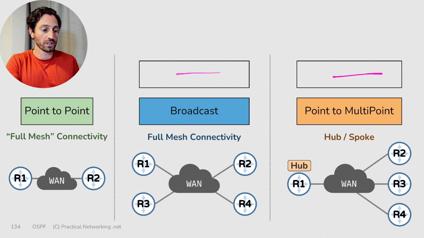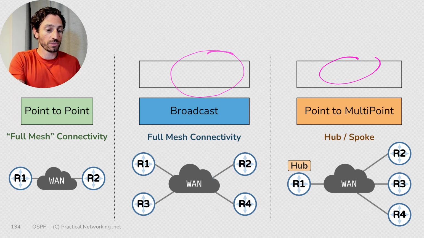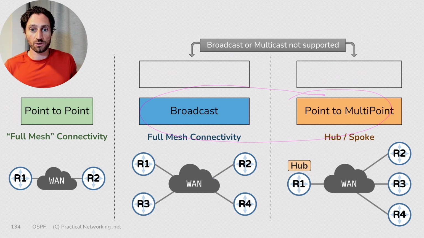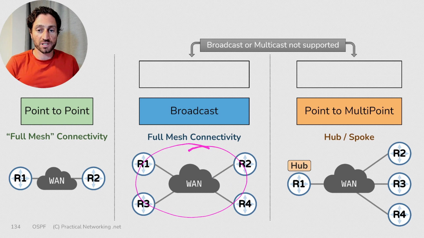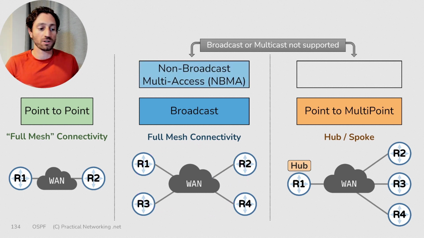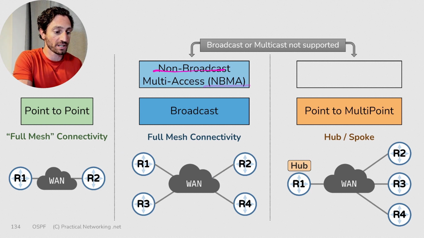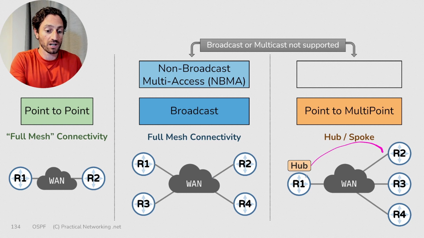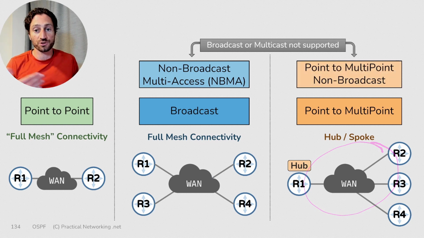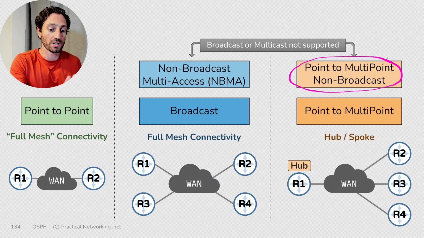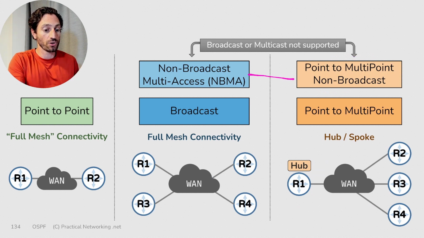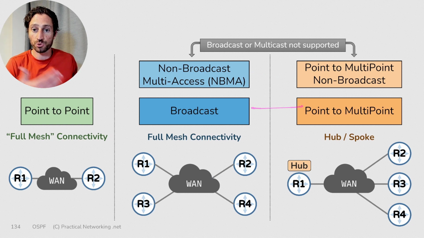But what about these two over here? Well, these two are nothing but these two, except with some sort of WAN technology that doesn't support broadcast or multicast packets. In the case of a full mesh connectivity that doesn't support multicast or broadcast, you would have what OSPF calls an NBMA network, or a non-broadcast multi-access network. And in the case of a hub and spoke connectivity that doesn't support multicast or broadcast packets, you would have a point-to-multipoint non-broadcast network. And again, these two are really the same as these two, except that they don't support multicast packets. Therefore, OSPF has to tweak the way it operates, but we'll get into the specific differences in a moment. Either way, that's the rundown on the 5 different OSPF network types.